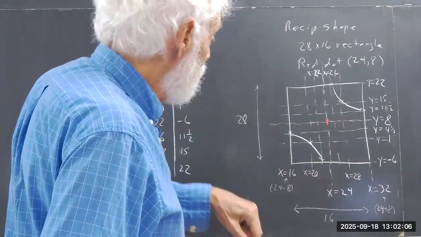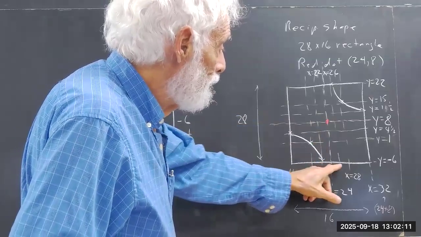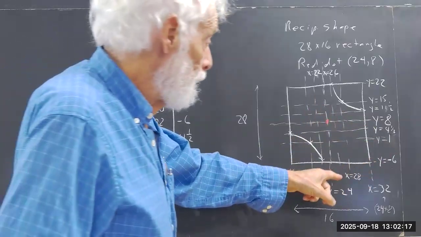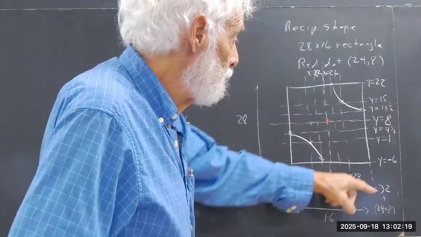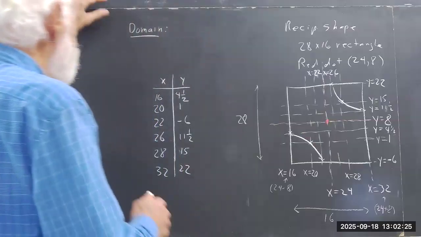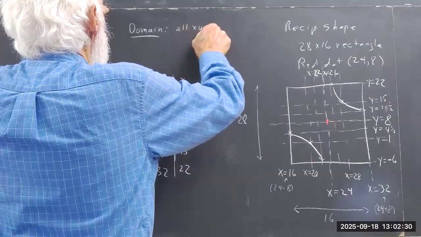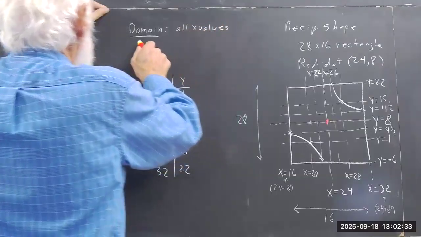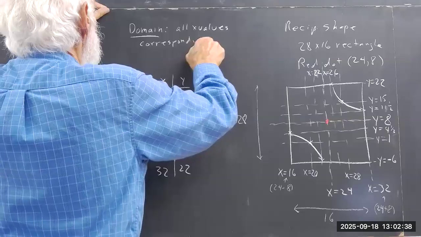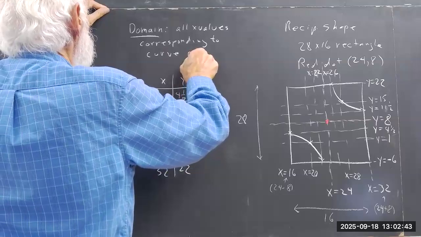For this picture, the x values go from 16 to 20. And then these x values don't have points on the curve, so they're not included in the domain. And then from 26 up to 32, again, you have points on this part of the curve. Okay? So domain, I'll write out the whole thing, but I've written it out before. Corresponding to curve points.